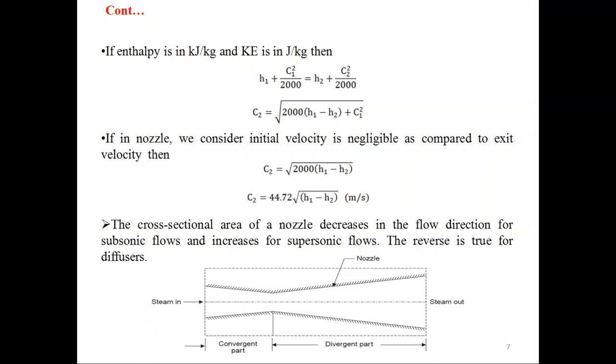The cross-sectional area of a nozzle decreases in the flow direction for subsonic flow. You can see this is the diagram of a nozzle, and from the starting point up to this minimum area, known as the throat, we have subsonic velocity. You can see the area is decreasing. At the throat the velocity is sonic, that is, equal to the sound velocity in that particular medium. If you want to increase the velocity further beyond the sonic velocity, then you have to increase this area. So in this increased area you will get supersonic flow. The reverse is true for a diffuser.